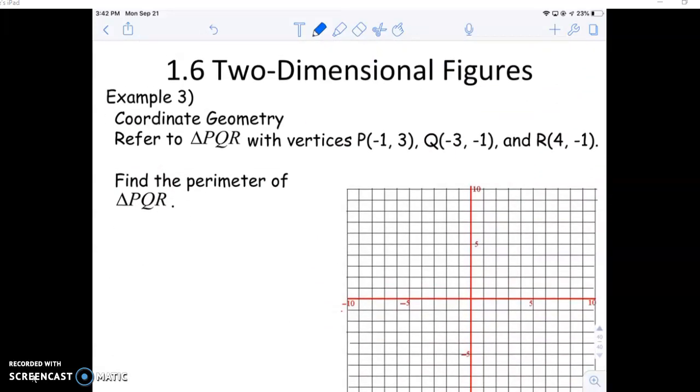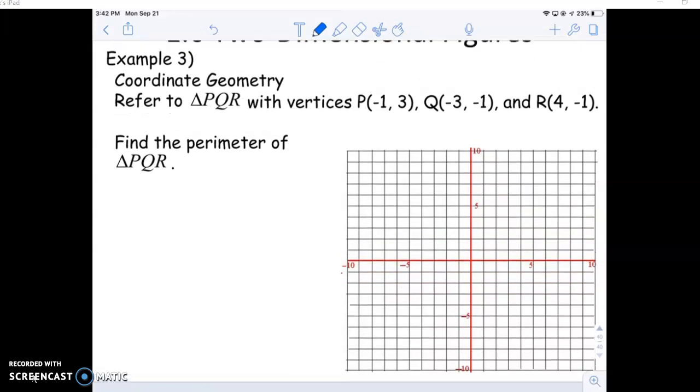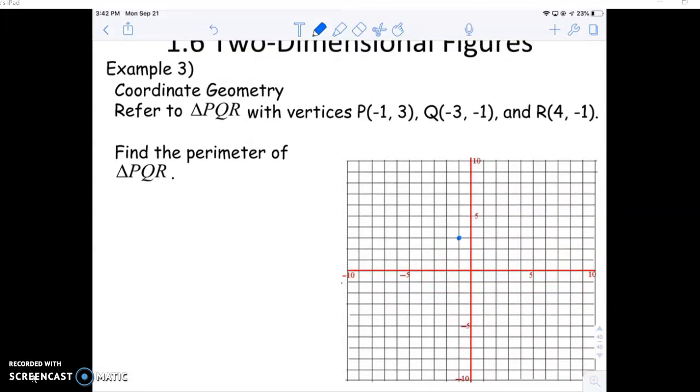Alright, last question. We have this triangle with P at -1, 3. Q is at -3, -1. And then R is at 4, -1. So we have this triangle, and we have to figure out what's the perimeter of that triangle there.